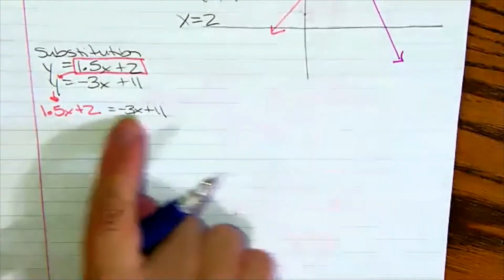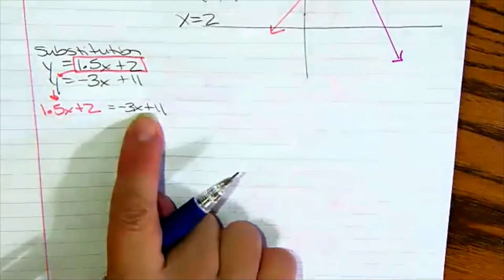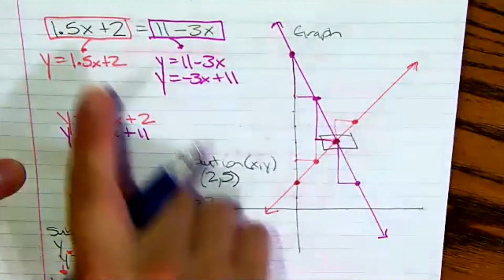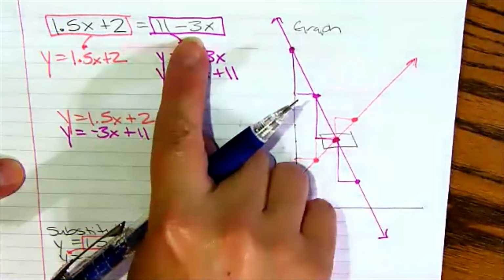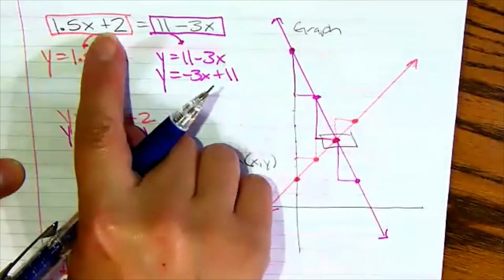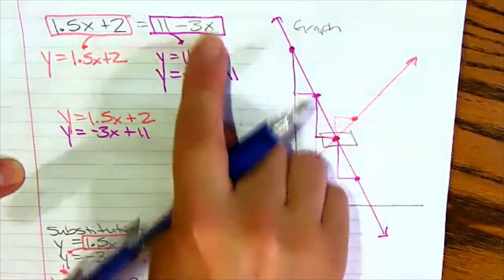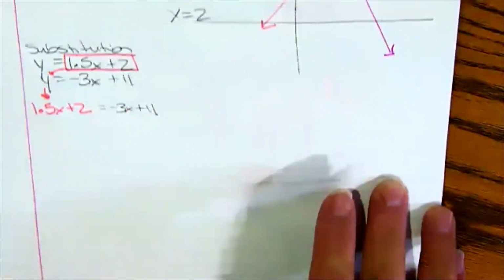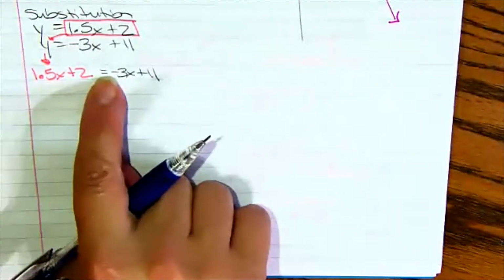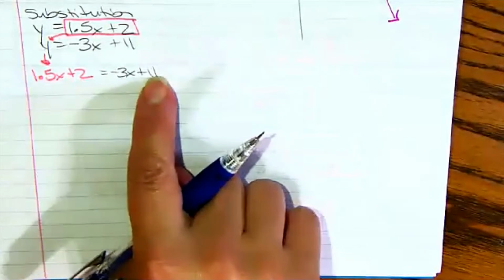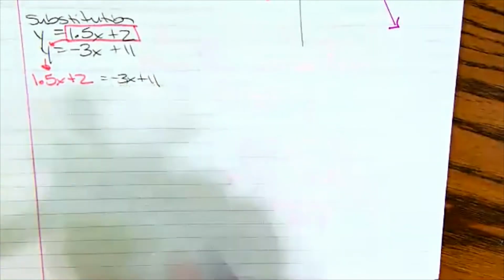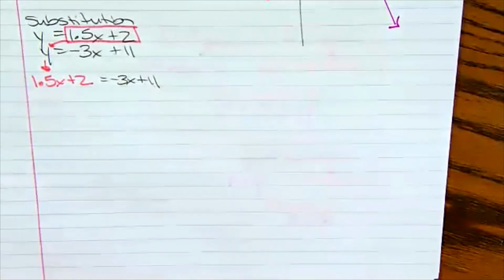Now take a look at this. We're using substitution to solve, and look at what our original equation was. This is what the book originally gave us. 1 5/10 x plus 2 equals 11 minus 3x. Look what I have. 1 5/10 x plus 2 equals 11 minus 3x. So let's go ahead and solve for x.